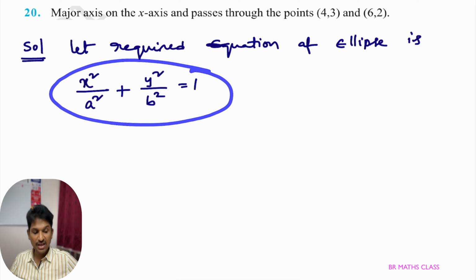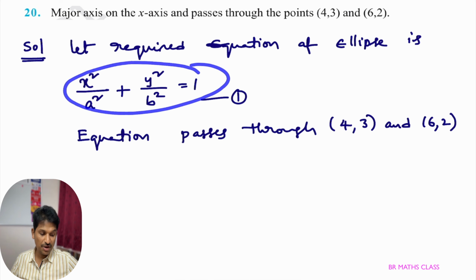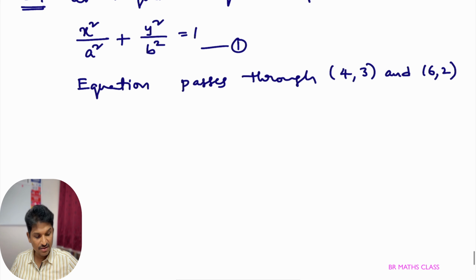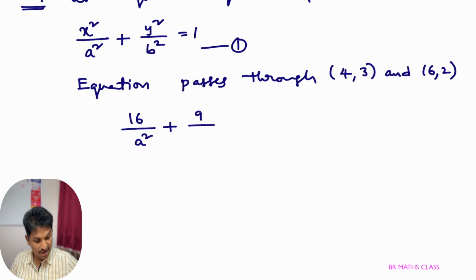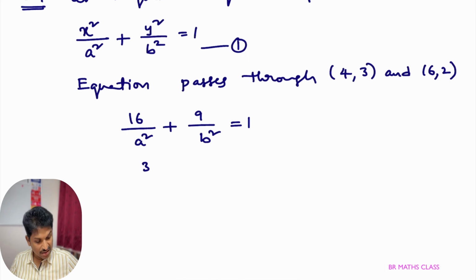In this question, they have given that this ellipse passes through these points. As this equation passes through these 2 points, I can substitute these points in this equation. First, you substitute 4, 3. In place of x, you write 4, and in place of y, you write 3. You will get 16 divided by a square plus 9 divided by b square equal to 1. Now, the second point you substitute in this equation. What you will get? 36 divided by a square plus 4 divided by b square equal to 1.